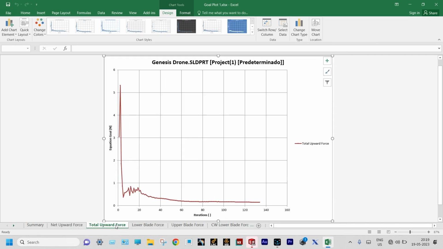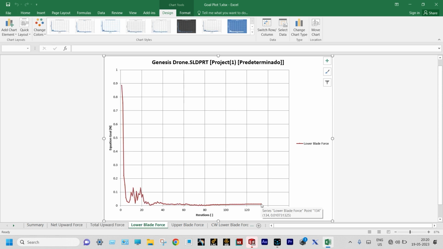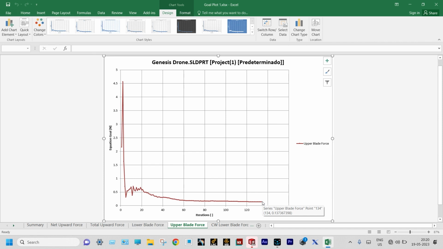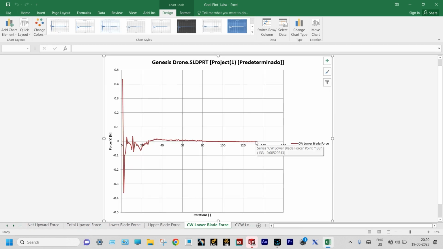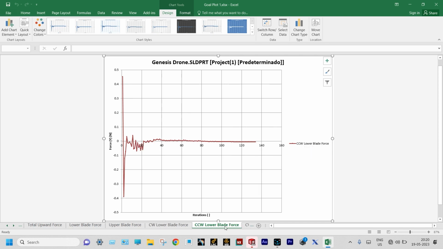Next one is total upward force. This is the addition of clockwise and counterclockwise one. This is lower blade force. After 134 iterations, it is 0.0107 Newton. This is very less. Next one is upper blade force. This is again 0.137 Newton. This is very less. And this one is clockwise lower blade force. This is also very less, 0.005 Newton. This is counterclockwise lower blade force.